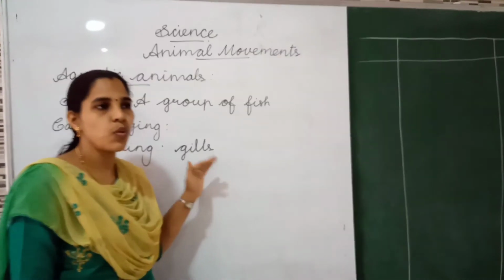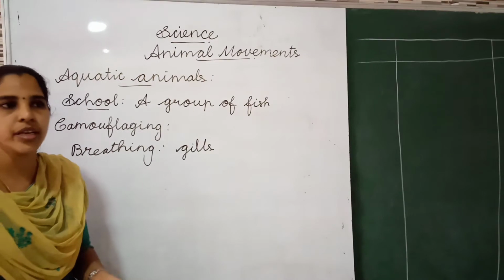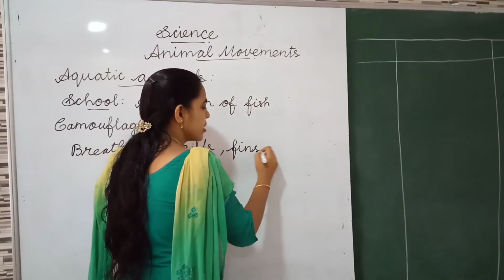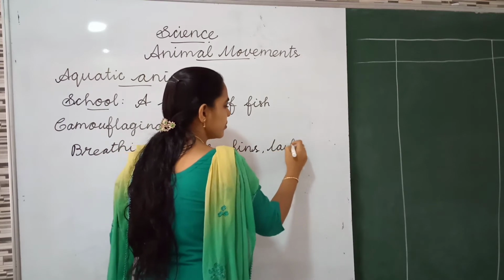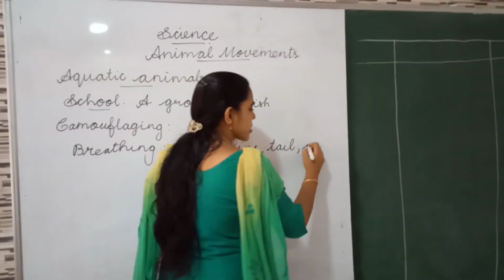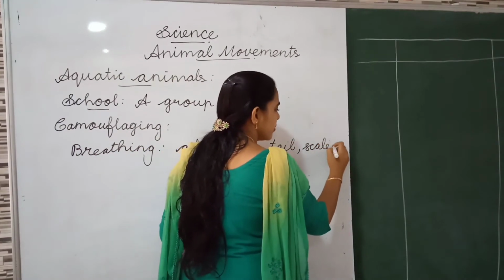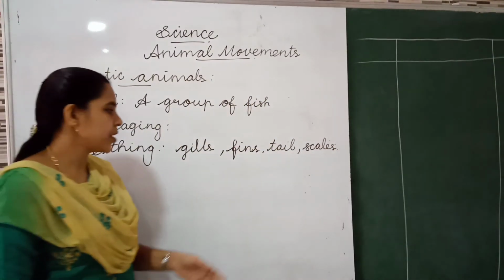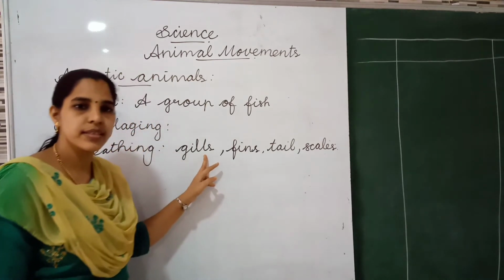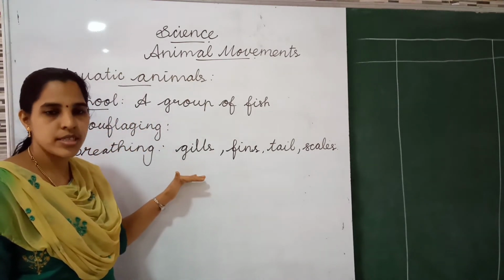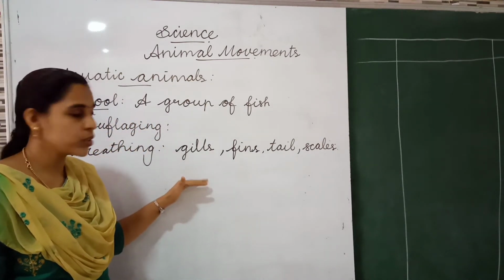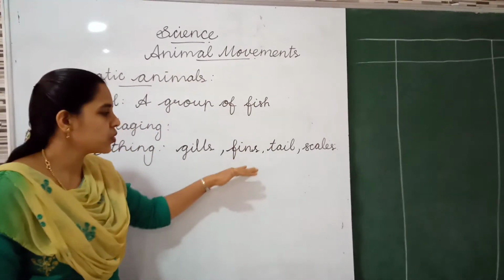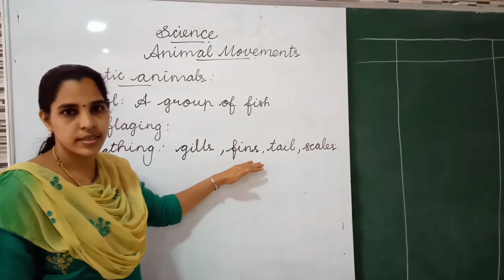Next, what are the parts in the fish? Gills, fins, tail, then scales. These are the important parts of fish. What is the use of gills? Fishes breathe through their gills. Then fins. What is the use of fins?